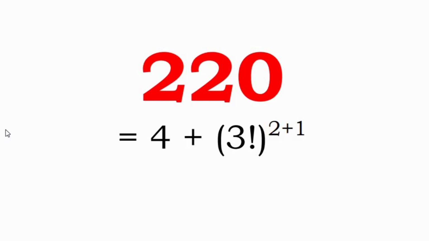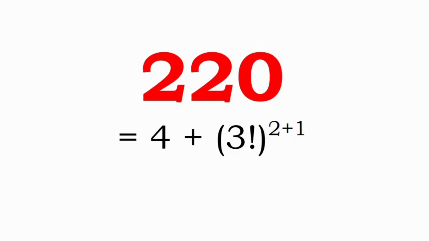Using factorial and exponentiation with other mathematical operations, we can write 220 like 4 plus 3 factorial whole to the power of 2 plus 1. 3 factorial is equal to 6 and 2 plus 1 is equal to 3.